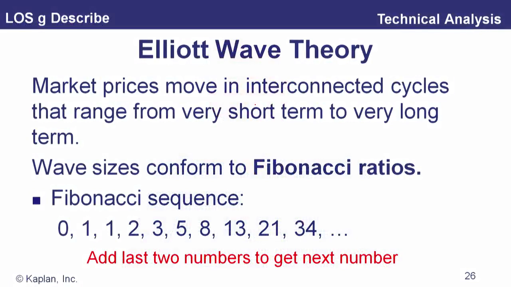Elliott wave theory, this is part of the wave theory stuff. Market prices move in interconnected cycles that range from very short term to very long term. So they're waves within waves. People see patterns in there, and they may follow Fibonacci numbers or Fibonacci ratios. Fibonacci series have been found to have some occurrence and explanatory value in nature. Here, they're using them to talk about the length and I think periodicity of various waves over time.